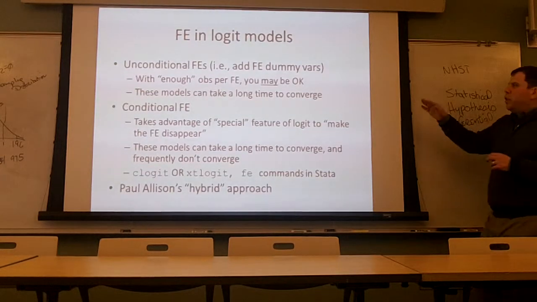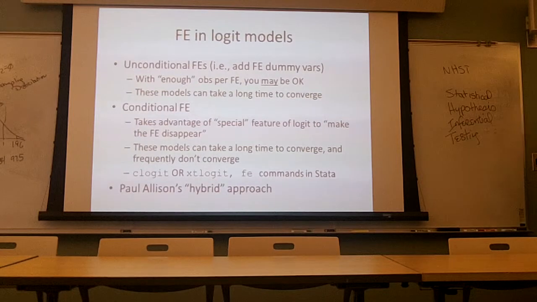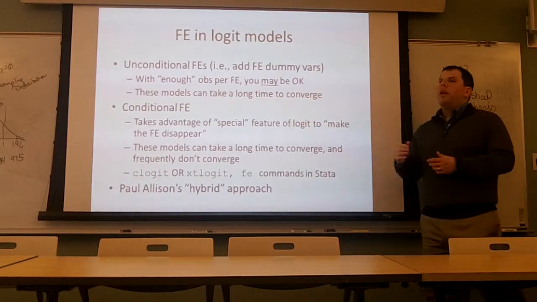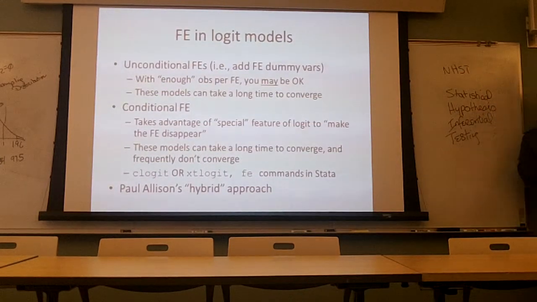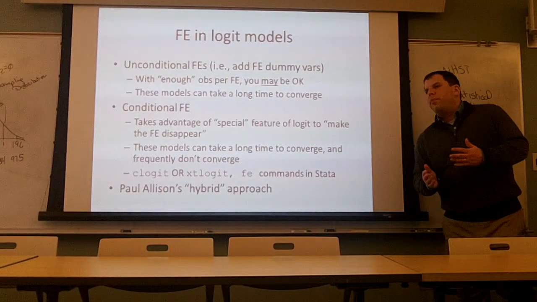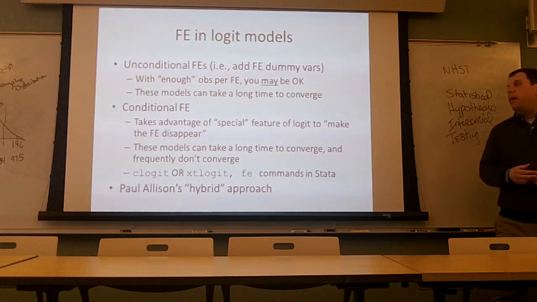Our first option is to do what's called unconditional fixed effects. That is, add those dummy variables, just like we did with regress. Instead of regress, we use logit. We add 1,000 dummy variables, one for each physician. Here the issue is then how many observations you have per unit. If you have lots of observations per unit, say 50 or 100, you're probably in pretty good shape. If you've got 2 or 3, you're almost surely in bad shape.